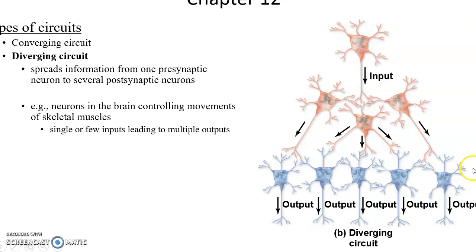Then we have divergent circuits. In divergent circuits, we have a neuron that got stimulated. It passes the signal on to multiple neurons, which then pass it on to even more neurons that send out the various commands or whatever. So the information is spreading out to more and more neurons. An example of this could be controlling skeletal muscle movements.